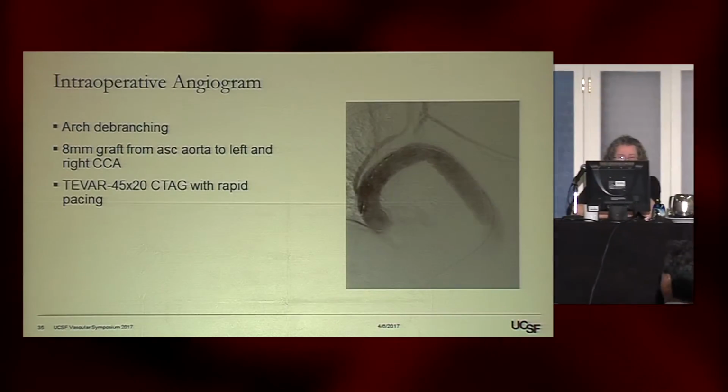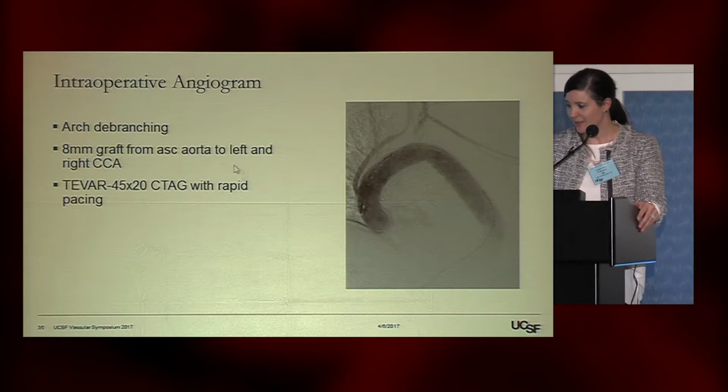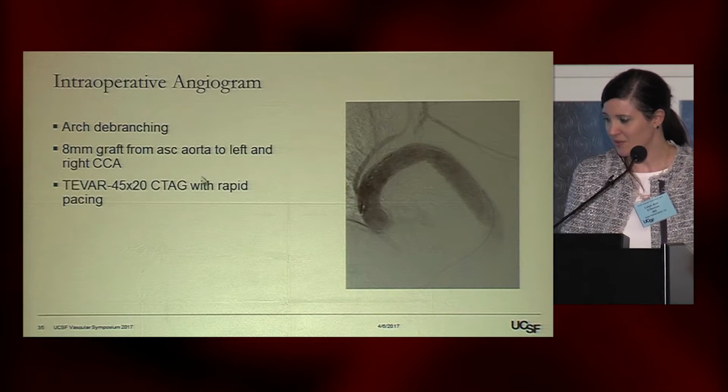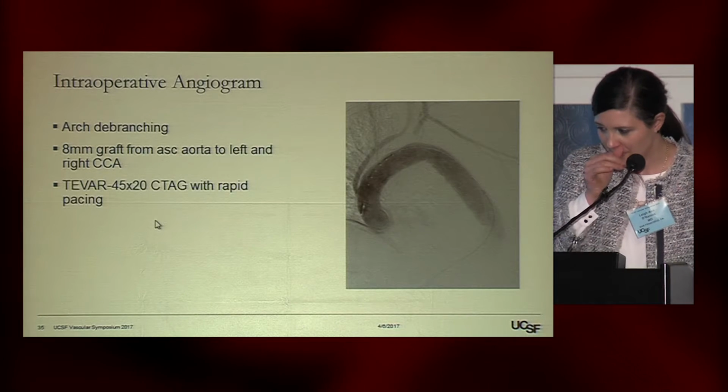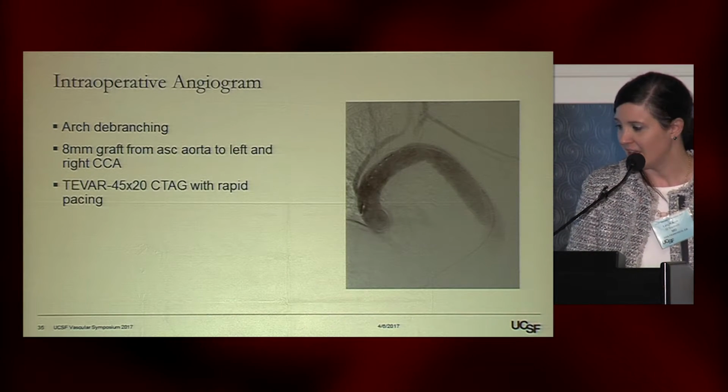So we weren't quite ready to give up. We decided to go with an arch debranching, and employed the help of our cardiac surgeons, who did a sternotomy and took an 8mm graft from the ascending aorta to the left and right common carotid arteries, and then put in a 45/20 C-TAG with rapid pacing.